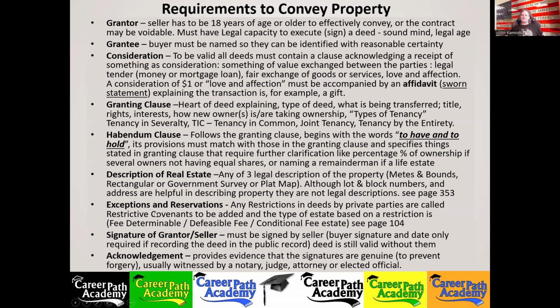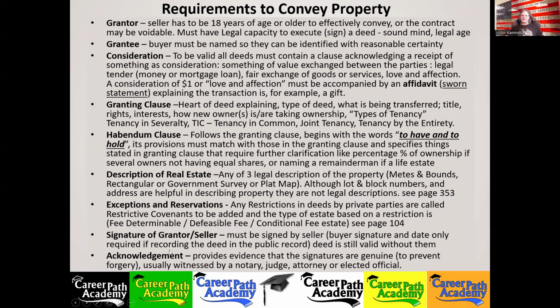And any exceptions or reservations. If you're going to put any restrictions in the deed, they need to be spelled out here as well. Any restrictions in deeds by private parties are called restrictive covenants, and the type of estate that has restrictions in it is known as fee determinable, defeasible fee, or conditional fee. I've got the cross-reference for the page numbers and other chapters where we went over that.